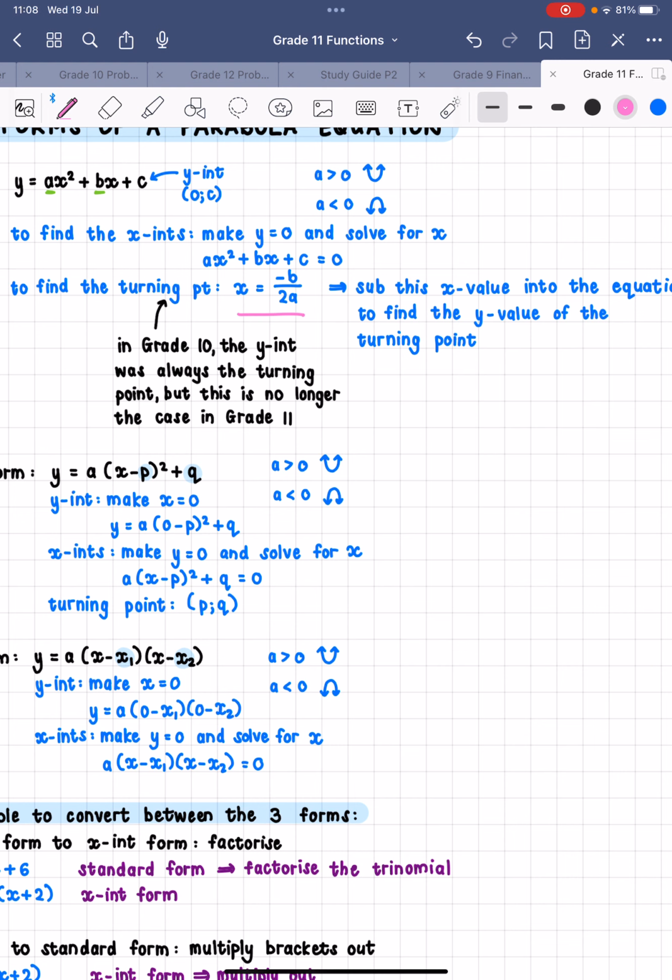Alright guys, are there any questions on this first form, on standard form? Anything that you want to just clarify? Anything that you want to ask? So basically, if they've given you standard form, you can read off the y-intercept straight away. That's the c value, and you can calculate the turning point. You can also calculate the x-intercept as well by making y equal to 0 and solving for x.